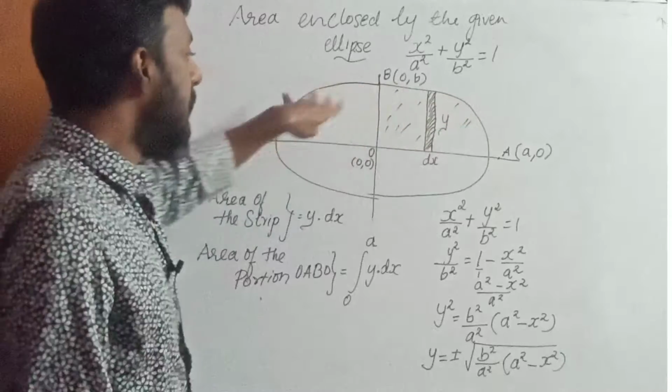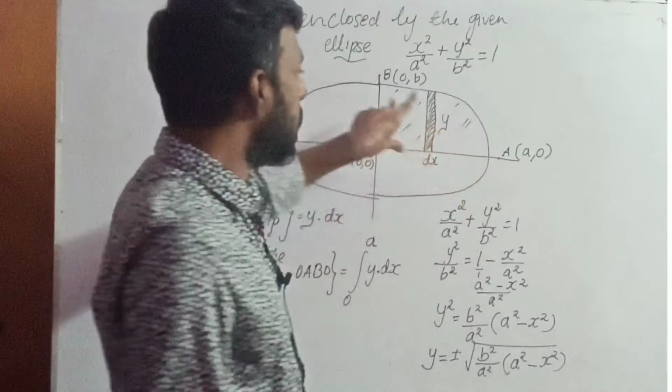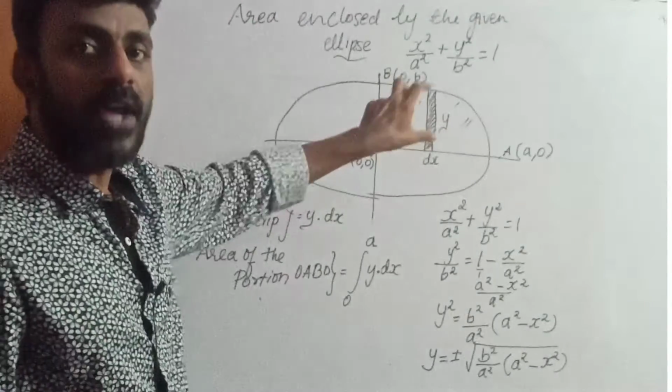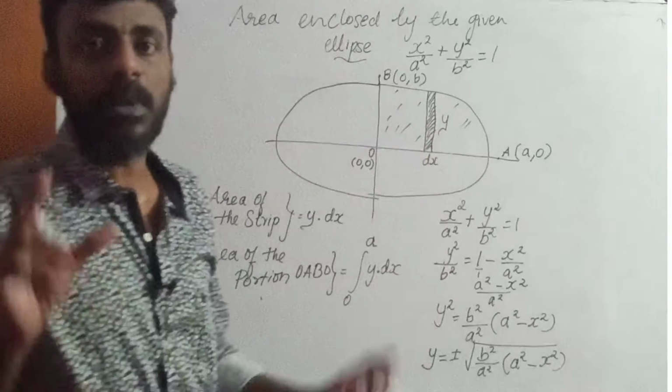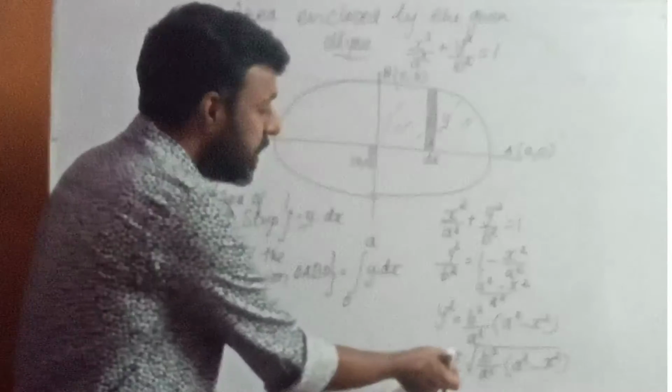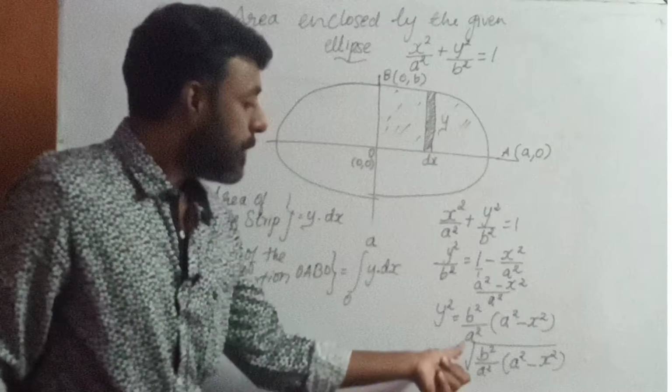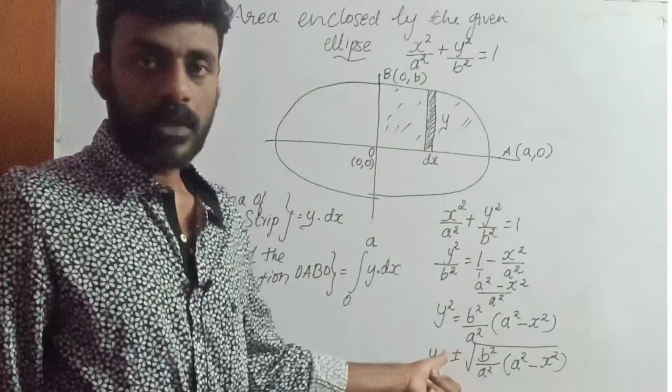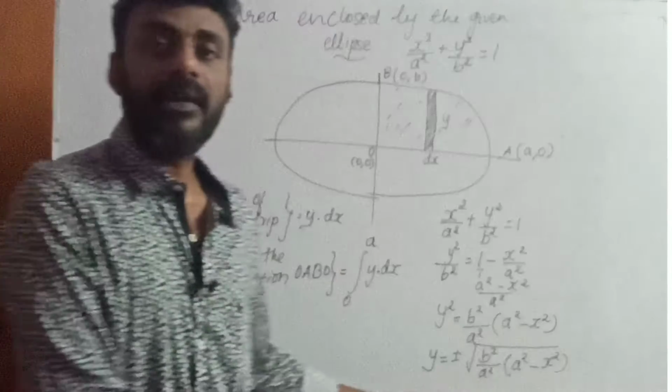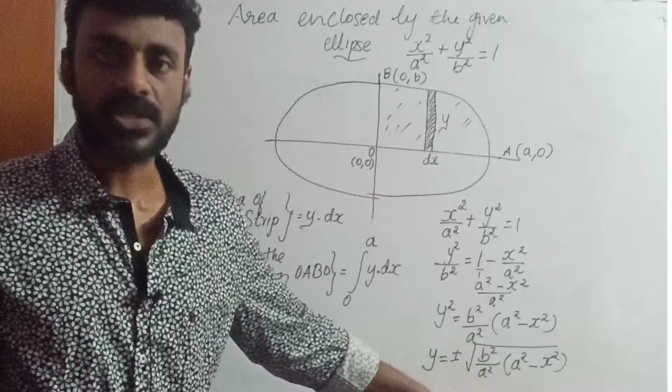Since now we are in the first quadrant, all my values will be positive. When compared to the other 3 quadrants, if I work in quadrant number 1, all the quantities will be positive. So here also I am going to take the positive value of y. So I am going to truncate the negative value of this expression.